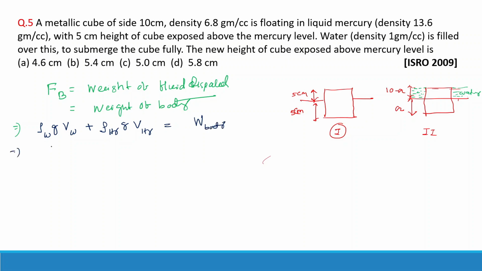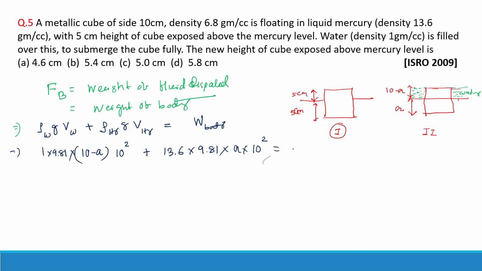So what is rho W? Rho W is given. Let's keep everything in centimeter, CGS units, because options are in centimeter. So rho W is 1 into 9.81. The volume of water is area into height. Height is 10 minus A, into area. Area means the cube face, 10 centimeter square. Plus rho Hg, mercury is 13.6 into 9.81, in gram units. So volume of mercury is A into 10 square, equal to the weight of body.